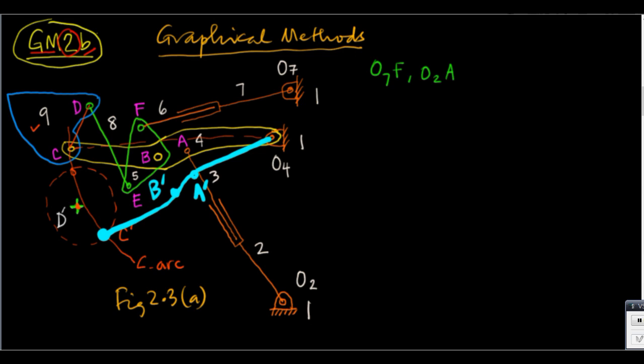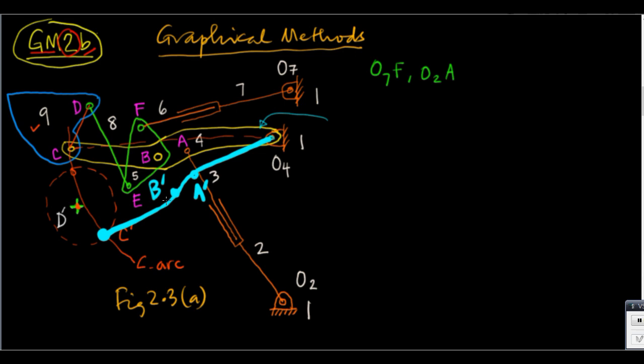You can also do this using tracing paper. So what you do is you take a tracing paper, you trace out this shape. Actually you just need to mark O4, A, B and C. Then you rotate the tracing paper so that O4 stays at the same place, C comes to C prime, and then you mark A prime and B prime. Okay, so now we've got A prime and B prime.